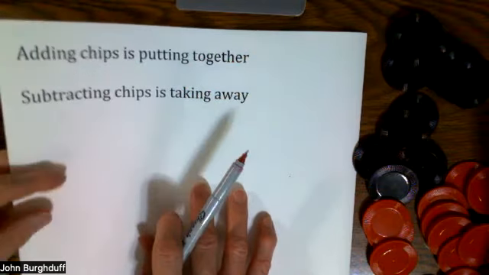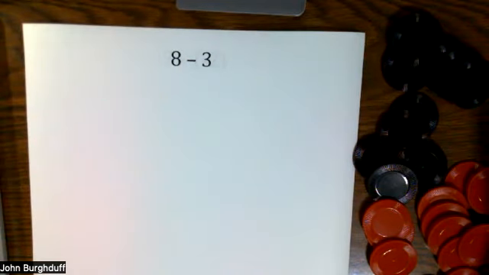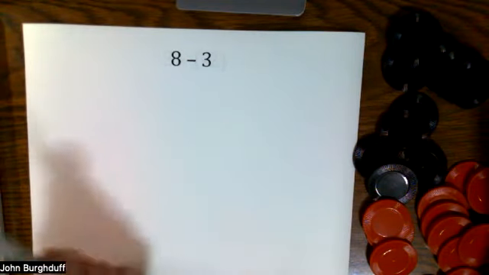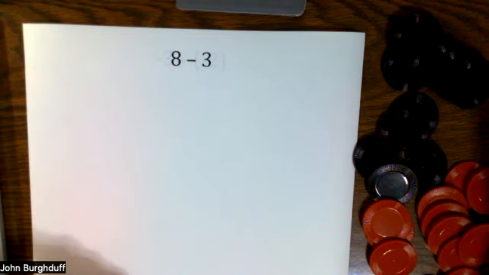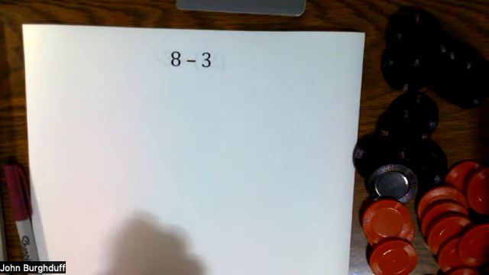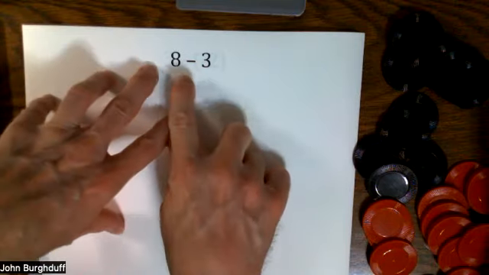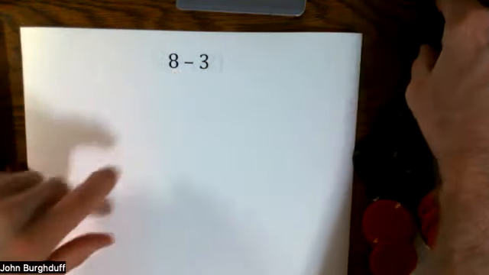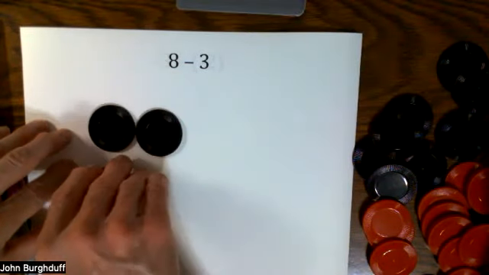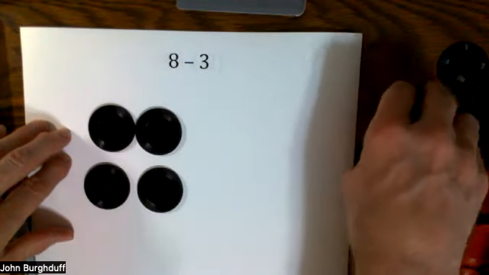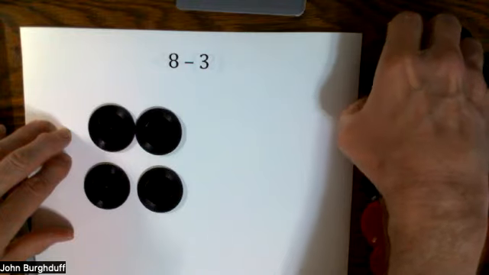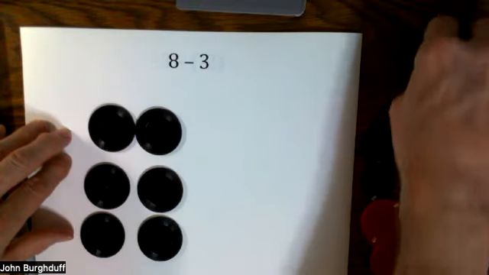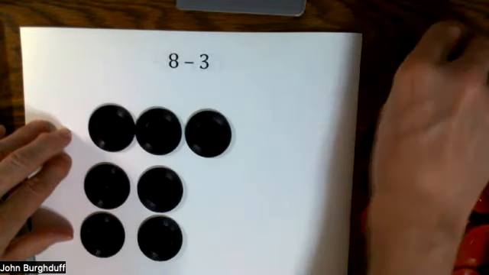Well, let's start with a real simple example, an example that you really could work with students in first grade, say, or maybe even kindergarten for that matter. 8 minus 3. So what you do is you look at the first number and you start with that. It's a positive number, so I'm going to use black chips. I'm going to start with 8 black chips. There we go.